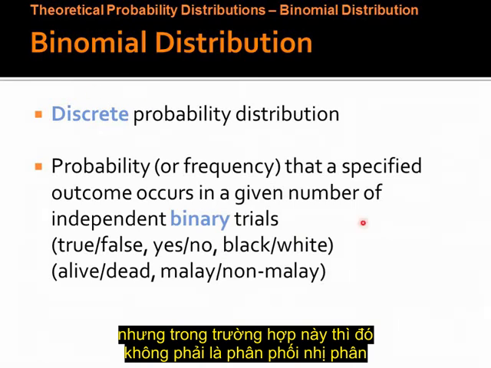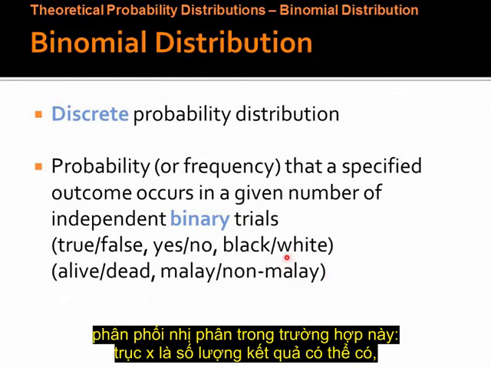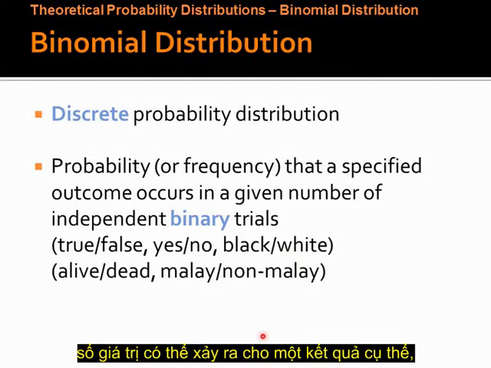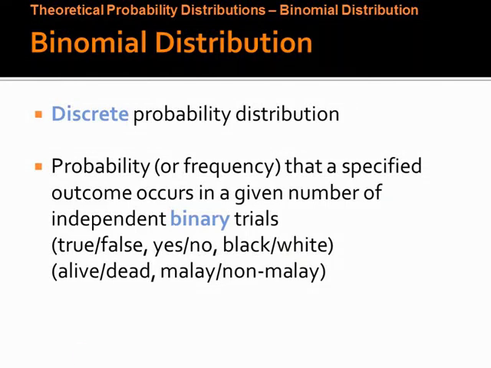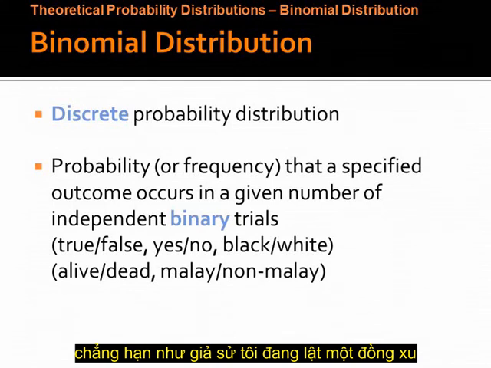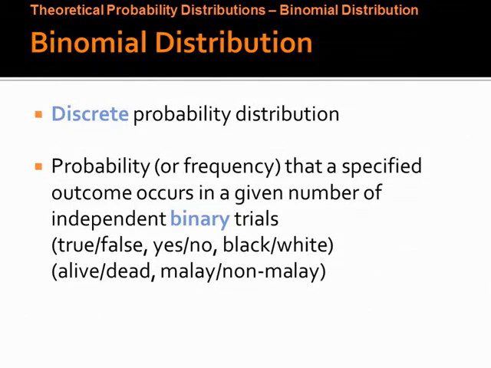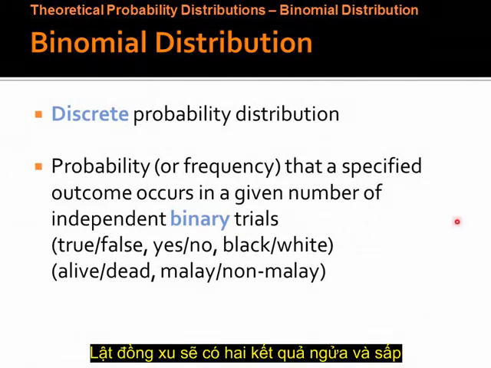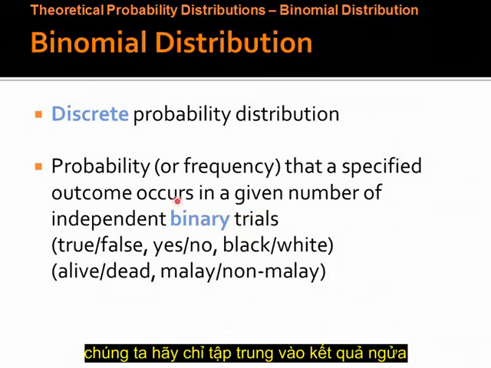But in this case, this is not what a binomial distribution looks like. A binomial distribution in this case rather is the x-axis is the possible number of outcomes, possible number of values for one particular outcome. So say for example, let's say I'm flipping a coin. Flipping a coin, there are 2 outcomes, heads and tails.